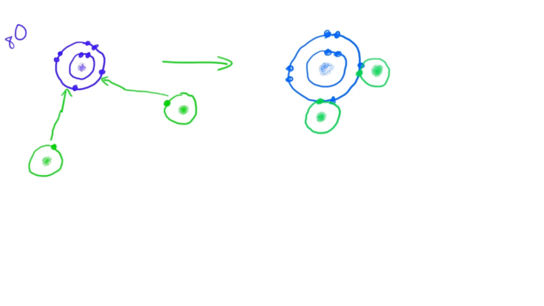For the hydrogens, we now have 2 electrons in their valence shell, and that's the first shell. And for the oxygen, we now have 8 electrons in the valence shell. So we've satisfied the needs of all of the atoms that are involved.